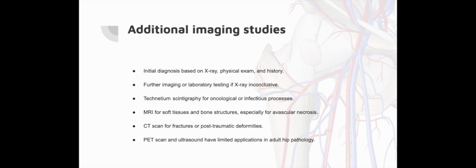Technetium scintigraphy is used for suspected oncological or infectious processes, while gallium and indium scintigraphy are more specific for infections. MRI is accurate for both soft tissues and bones, especially for avascular necrosis of the femoral head, and CT scans are preferred for fractures or post-traumatic deformities. PET scans and ultrasounds have limited applications in adult hip pathology, and arthroscopy may be necessary for the diagnosis or treatment, especially for removing loose bodies, peripheral calcifications, or labral tears.